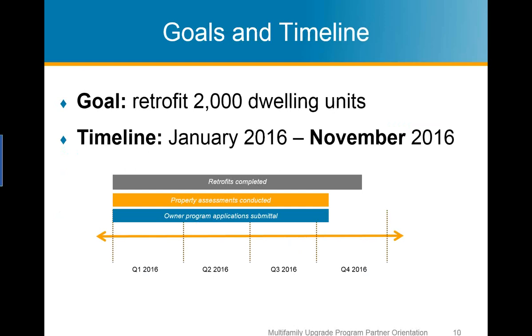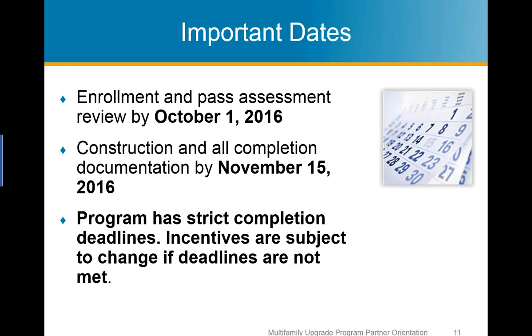The goal for 2016 is 2,000 dwelling units. The timeline for the program is January 2016 through November 2016. So the program is still running on a yearly basis. Some of the key deadlines to keep in mind are that enrollment and projects have to pass an assessment by October 1st of 2016. And the last hard deadline for 2016 is that construction and completion documentation must be submitted by November 15th, 2016.